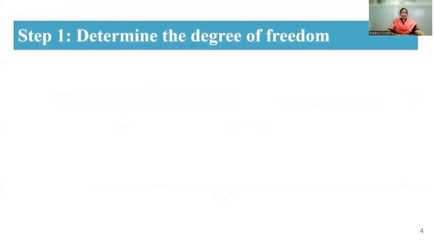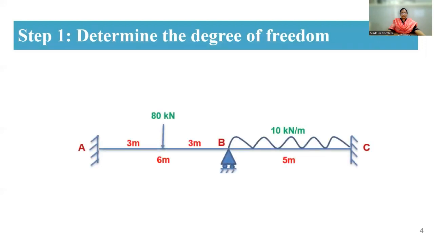Now coming to your step 1, you're going to determine the degree of freedom. So for this, you can just see, this is a support. So here in this support, it is a fixed support. Therefore, the rotation and translation will be 0. So that means theta and delta at the A point will be equal to 0.